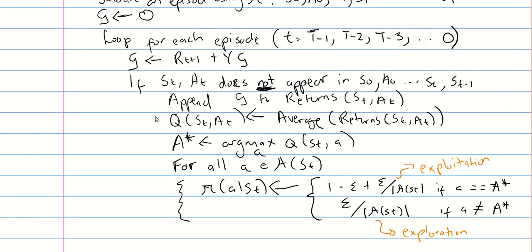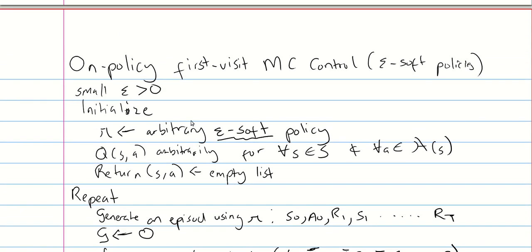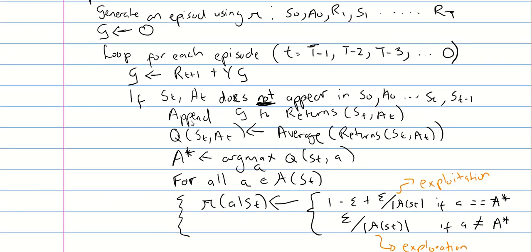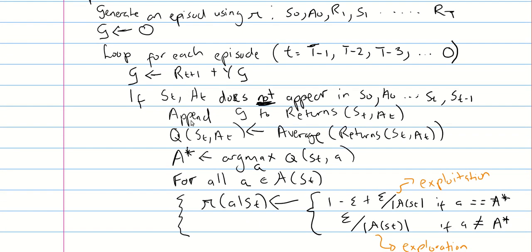So we've gone through the basic pseudocode of how we can do Monte Carlo after removing the assumption of exploring starts, and we're doing it for control as well in this case, as you can see. I hope that this was clear enough for you to understand how this algorithm works.